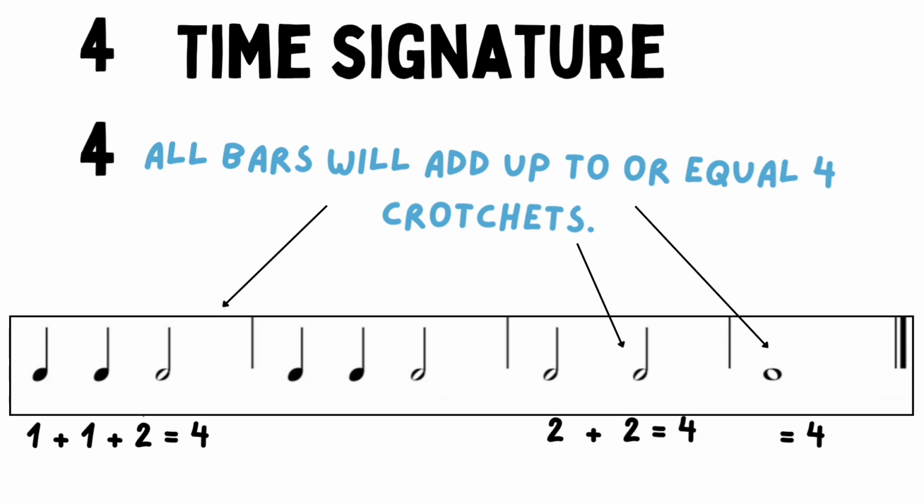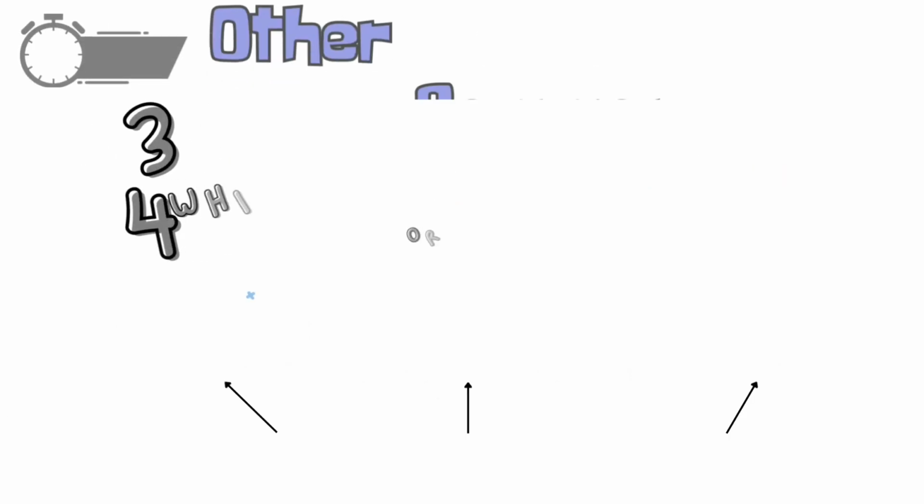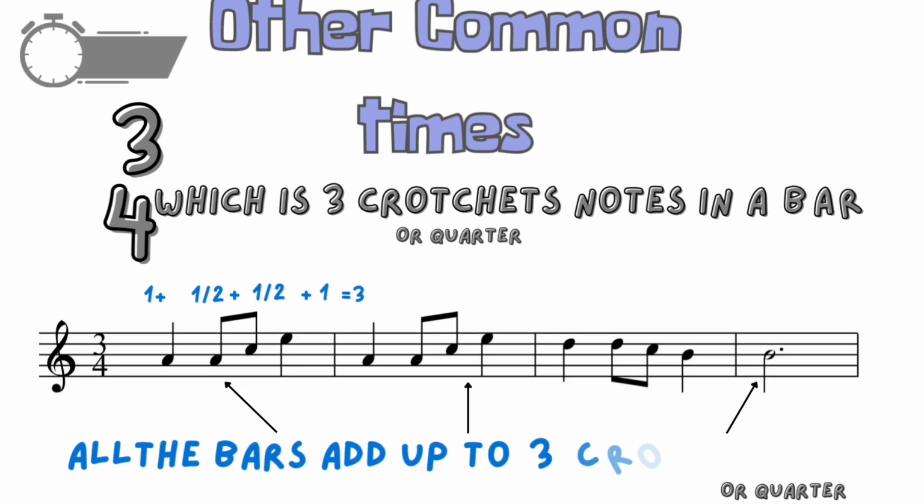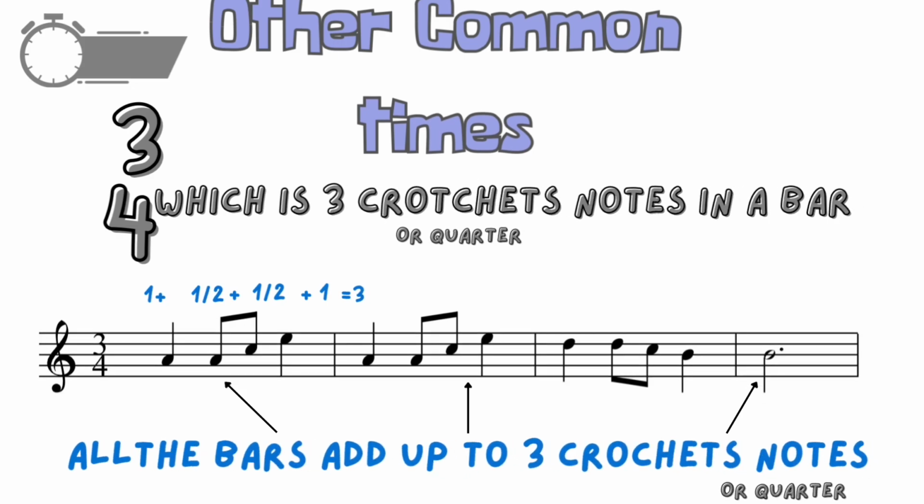Another common time is 3/4. Okay, this is never shown with a C, but this is also another common time you'll have. Okay, 3/4 means there's 3. And the type of note 4 at the bottom, which is a crotchet, so there's 3 crotchets in a bar. Okay, all the notes will add up to 3 in that case.